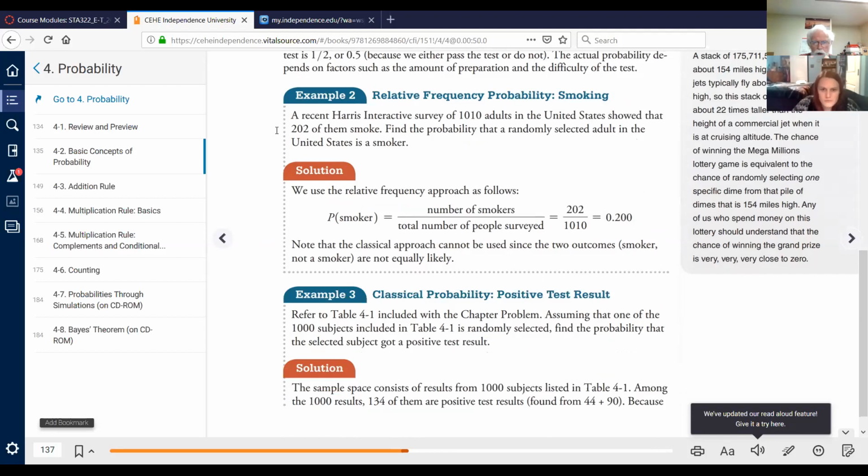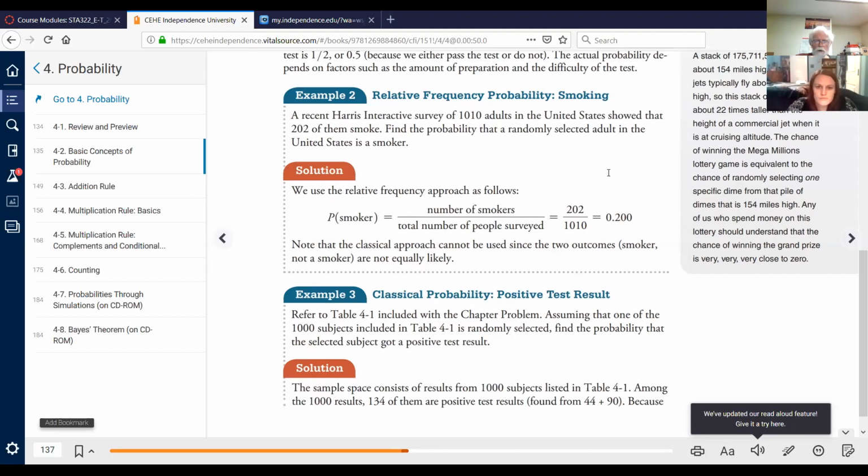Smoking. This was a Harris Interactive survey, I can't remember the date. I think this was in about 2014, maybe 2013. Surveyed over 1,000 adults, 1,010, 202 of them smoked. The probability that a randomly selected adult in the United States is smoking, if we look at the number of smokers divided by the total number of people surveyed, very conveniently, comes out to be 0.2, 20%. Okay.